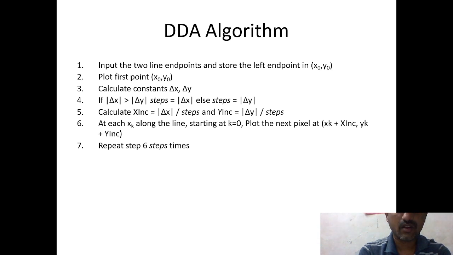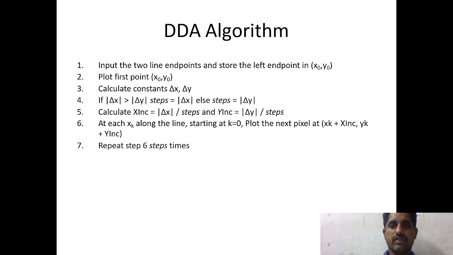At each xk along the line, starting at k equal to 0, plot the next pixel at xk plus x increment, yk plus y increment. So repeat this step the number of times given by steps. These are the steps to implement the DDA algorithm.